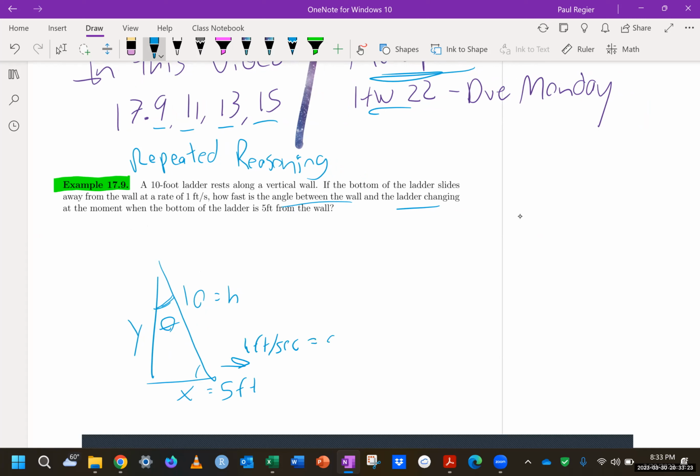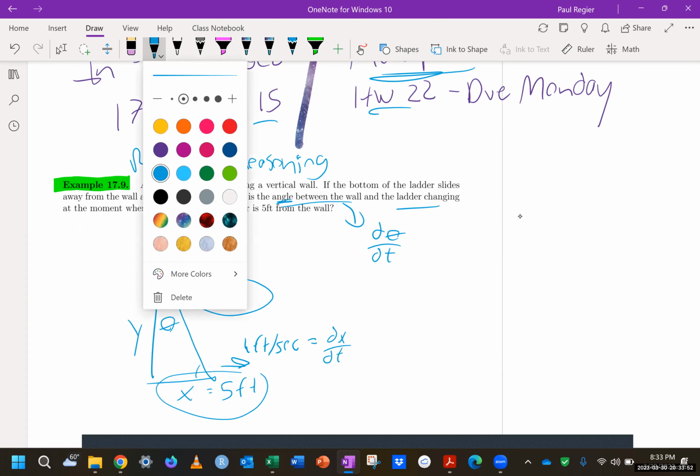So that would be dx/dt, the change of the x position. And we want to know how fast this angle is changing, so we want to find d theta over dt. I have to find a way to relate these quantities. If I notice that x and h are specified, I can use a trig relationship.